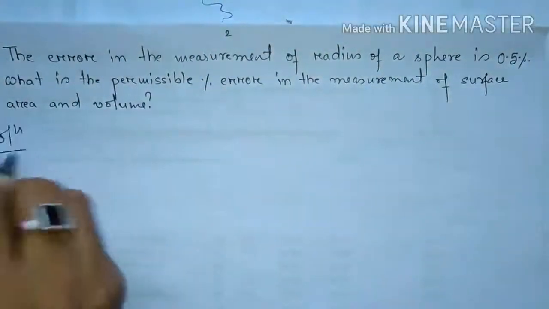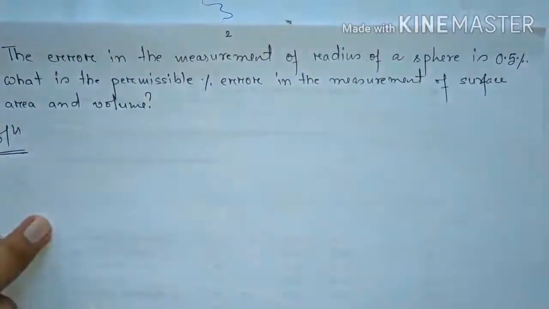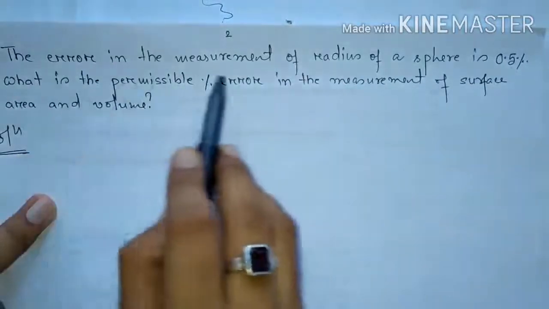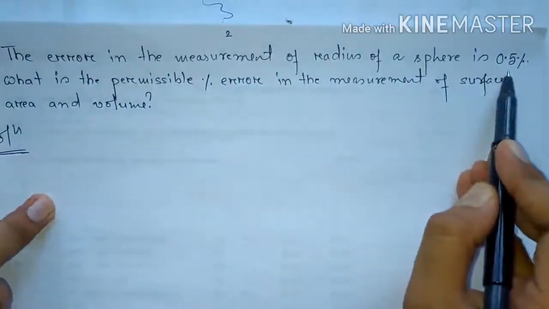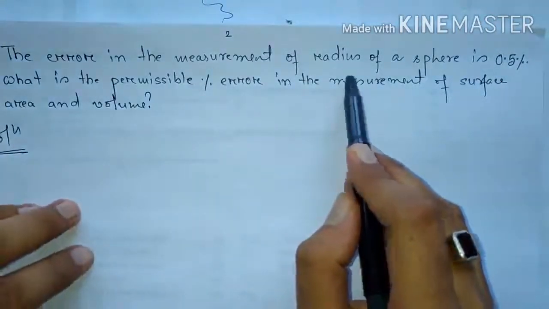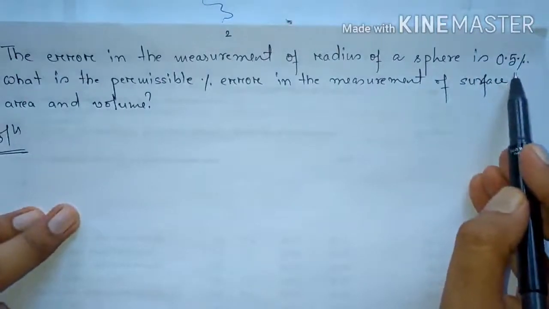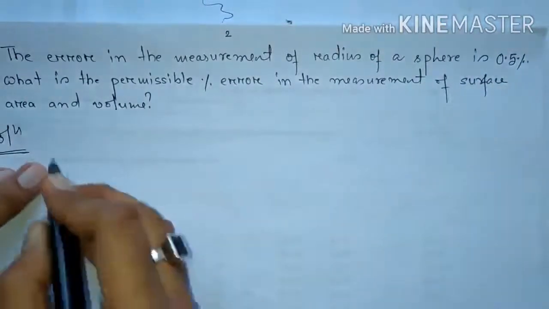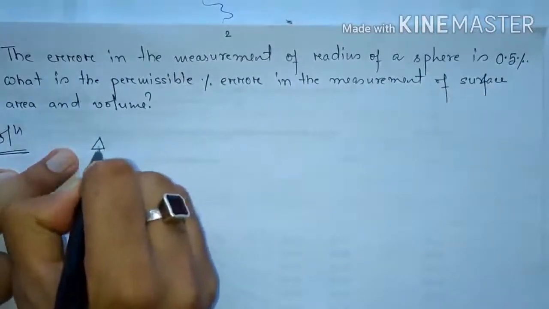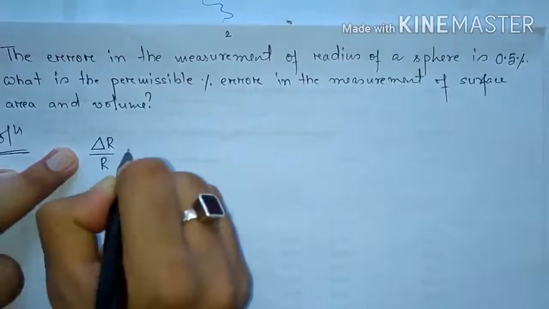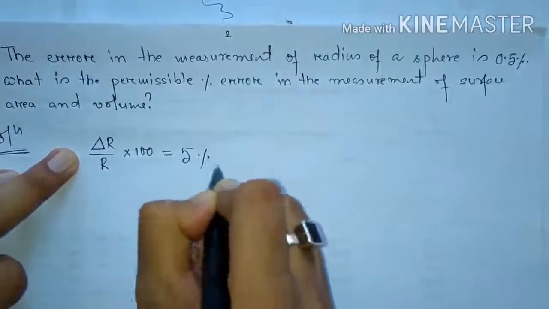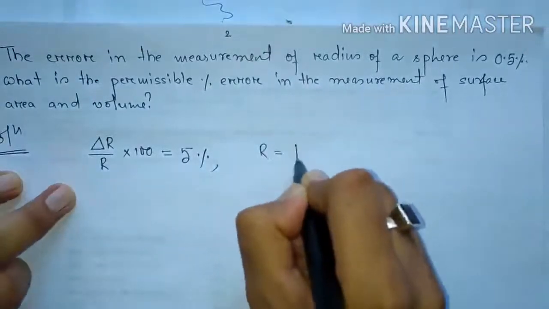So let us first write the things that are given to us. Error in the measurement of radius of a sphere is 0.5%. That means it is percentage error. That means as per the given condition of the question, delta R by R into 100 is given to be 0.5%, where R is the radius.